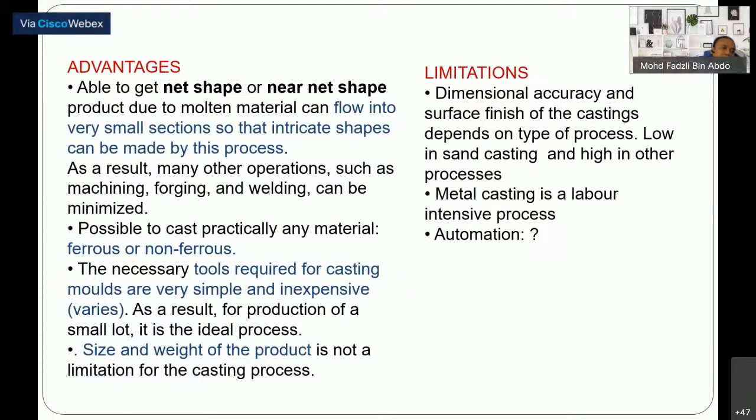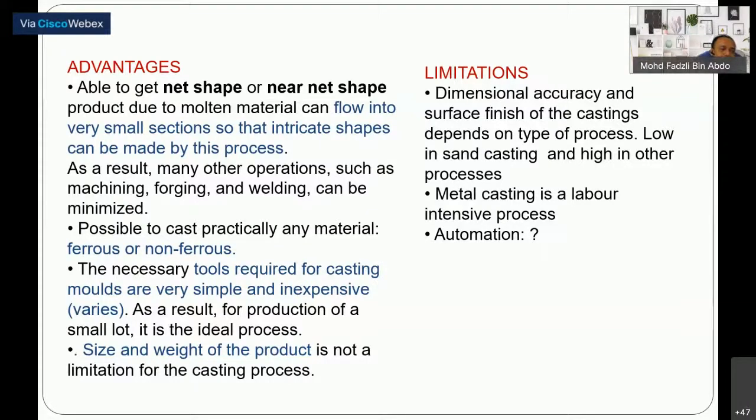Okay, this is the advantages of the net shape processes. Able to get the net shape or near net shape product due to molten metal can flow. Ingat molten material yang last week yang kita belajar, molten metal can flow into the very small section so intricate shape can be made by this process. Maksudnya ini adalah molten flow yang iron ataupun yang steel tadi, kita masukkan ke dalam mold, and then dia akan jadikan net shape process lah. And then mold adalah acuan. So kita buat kek tu kan, you masukkan dalam acuan-acuan so that dia punya produk semua sama lah.